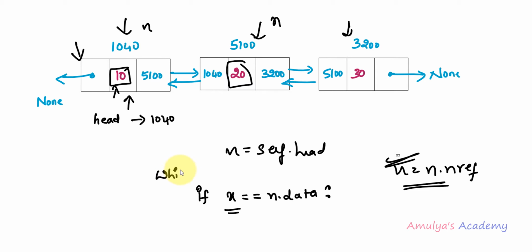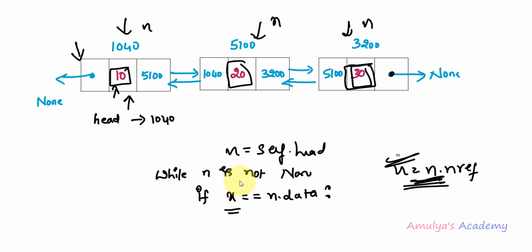That's why I need to include this in a while loop, and here I need to take the condition as while n is not none. Until n becomes none, I need to execute this. When this node is n, this is the last node. First you need to compare n dot data, 30, with the x, whether it is equal. If it is not, then I'll increment n value, right? So n becomes none. At that time I need to stop.